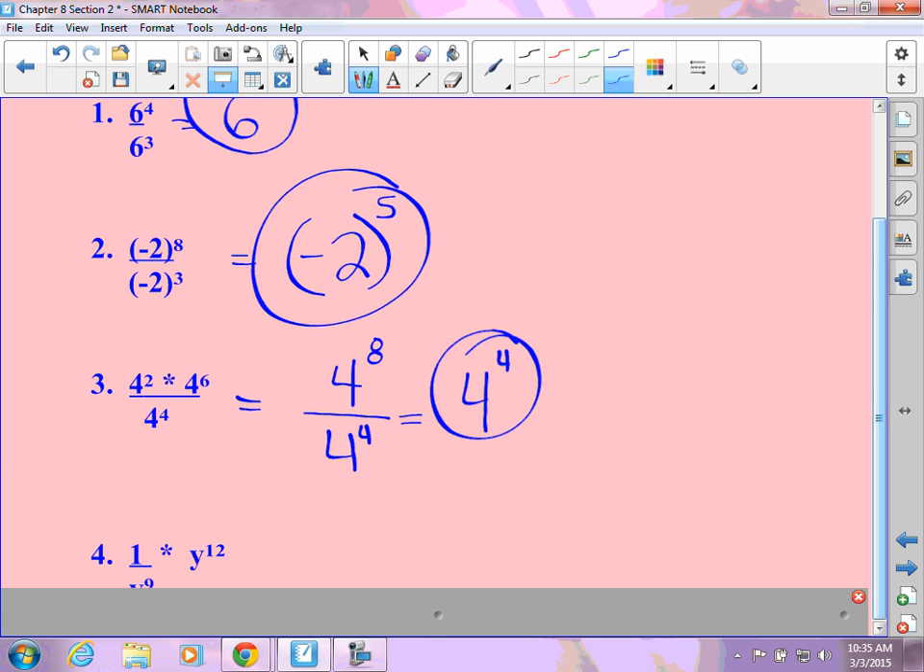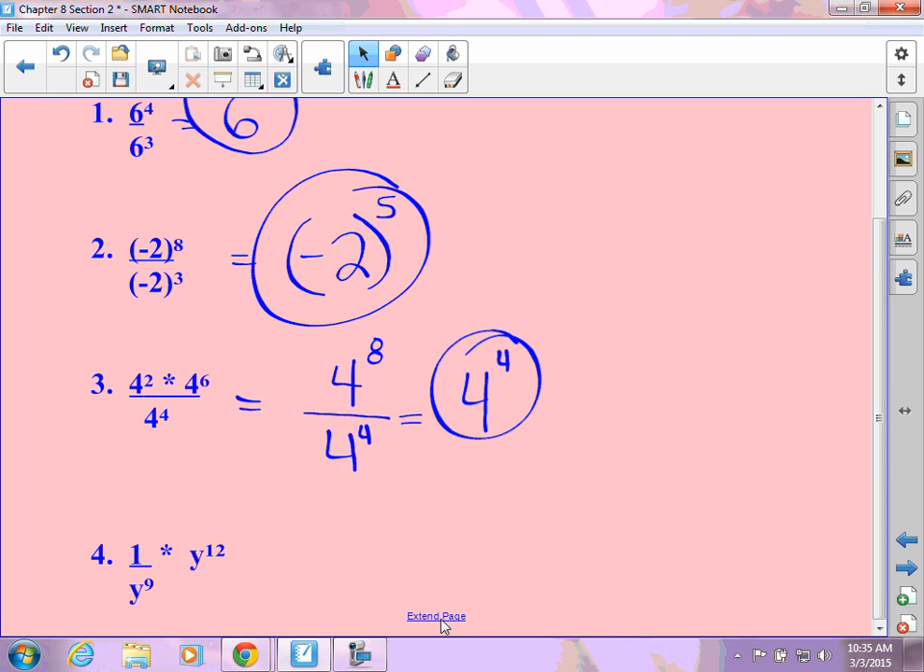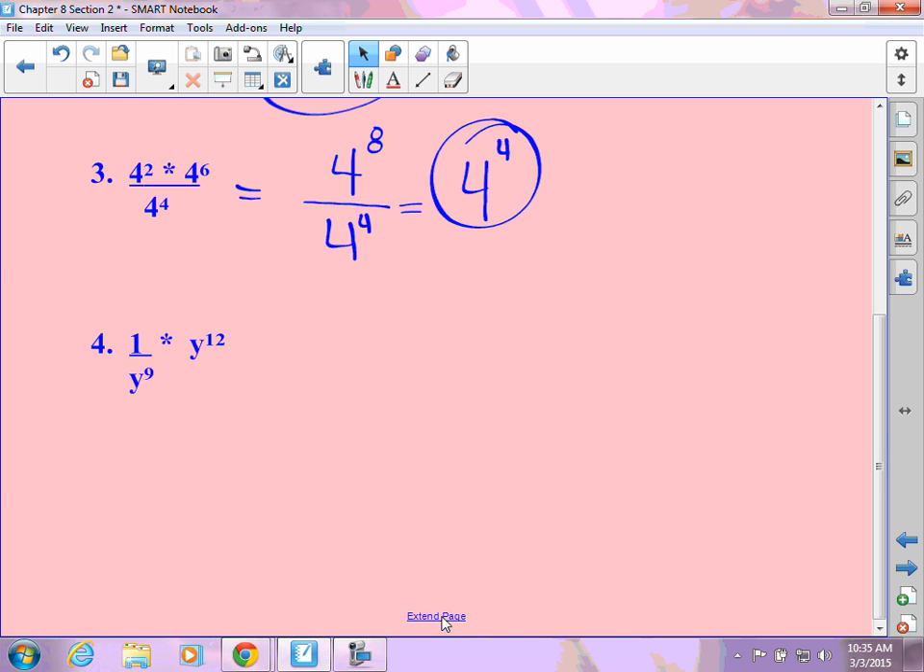And remember, y to the 12th is over 1. Don't forget to include that. And I end up with y to the 12th over y to the 9th, and then you subtract and get y to the third. So there's a little bit more work in number 3 and 4. You write down the problem, you bring it together, and then you subtract them.